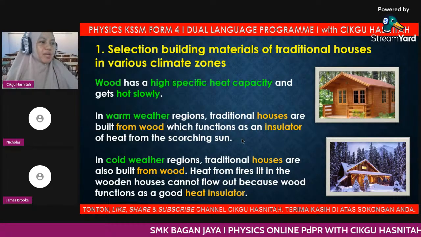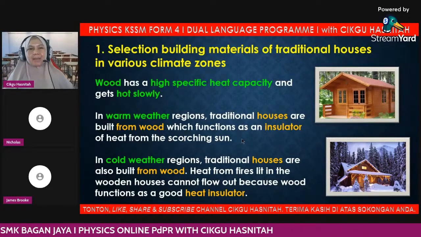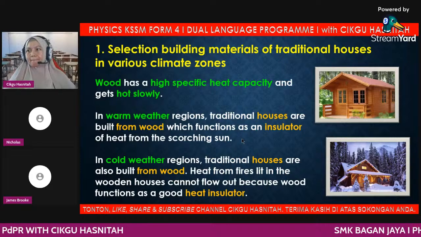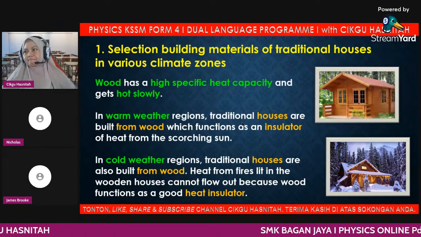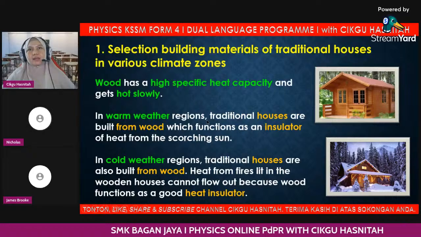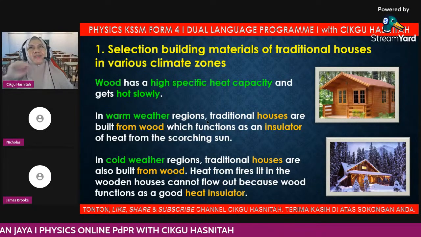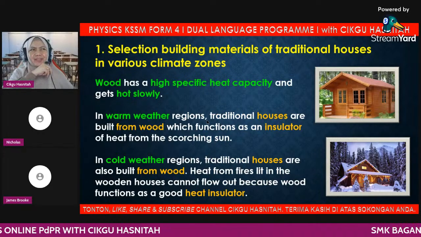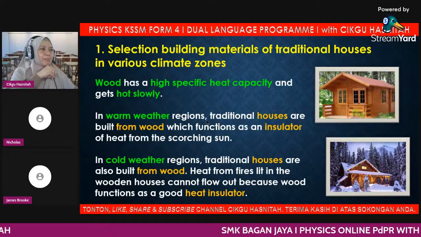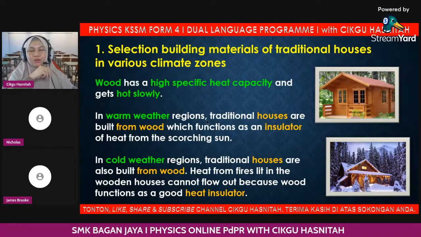Normally for an object with high specific heat capacity, the object also has a high melting point. This is how we pair them. So wood also has a high burning point. But in physics, we don't have this term as burning point. Kita tak guna terms ini, burning point. We only use freezing point, melting point, and so on.